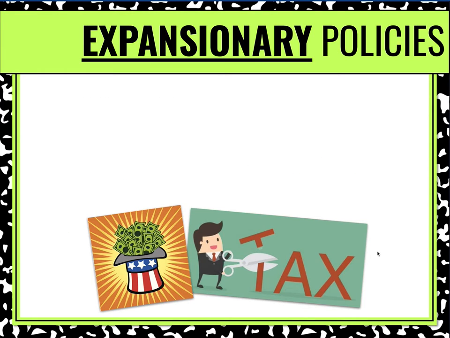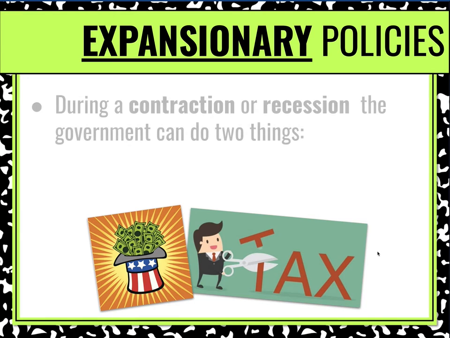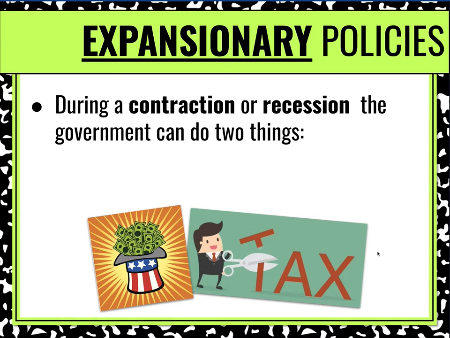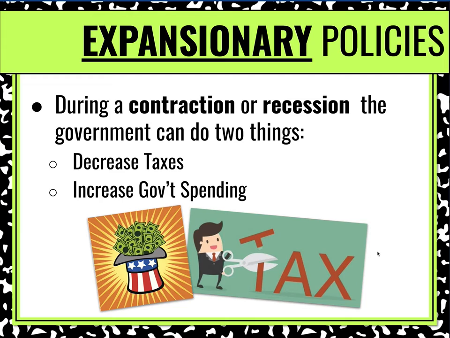Let's talk about what these expansionary policies look like. With an expansionary fiscal policy, the federal government would use this during a contraction or a recession. So the economy is in an economic downturn and it needs help. We'll say the economy is sick and it needs some medicine to get it pumping again. So the government could decrease taxes, so tax cuts, or they could increase government spending. Sometimes they do both, sometimes they just do one.